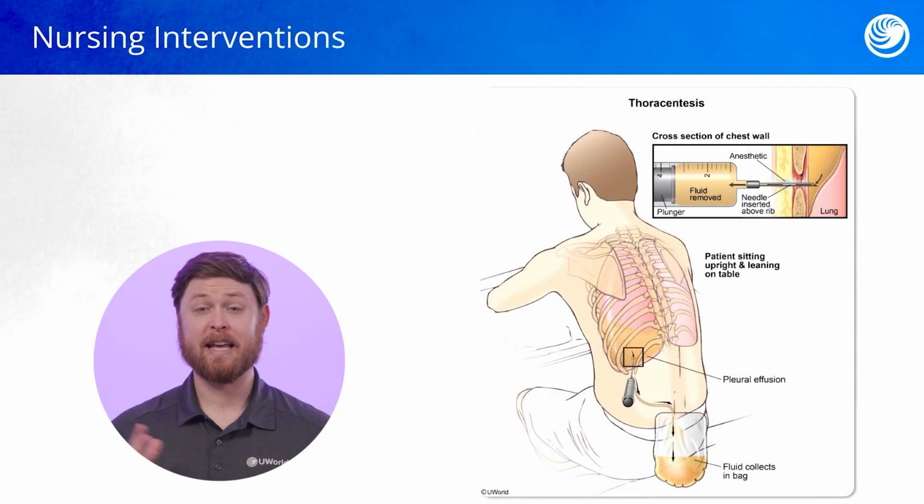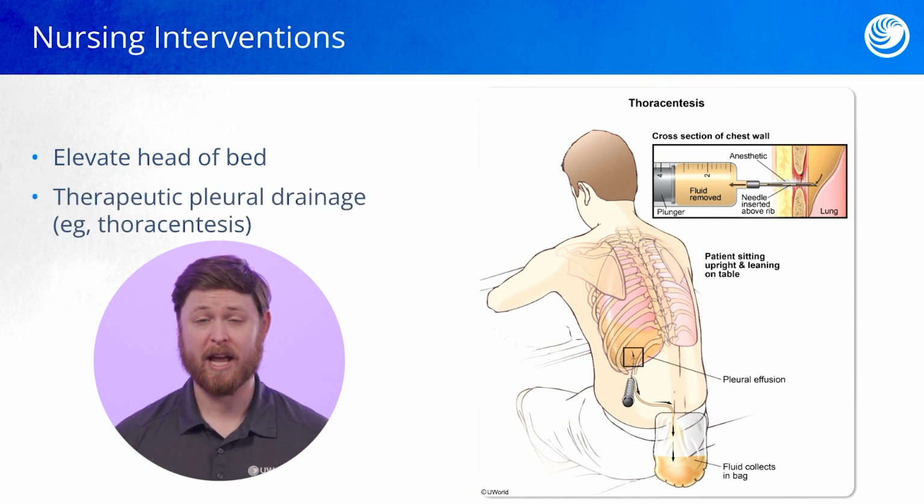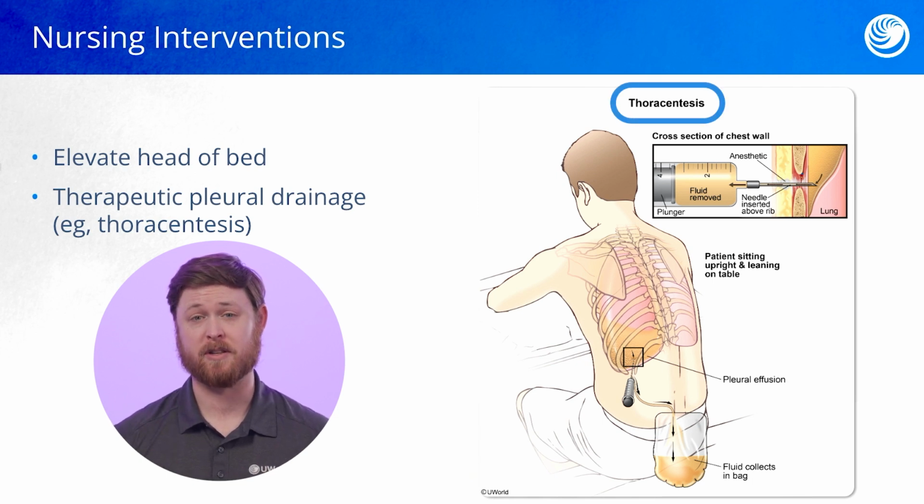Nursing interventions for pleural effusion are going to focus on decreasing fluid accumulation within the pleural space, increasing lung expansion and gas exchange, and treating any of the underlying causes that have led to the development of that pleural effusion. To increase lung expansion, we want to elevate the head of the bed, and if a pleural effusion is quite large in size, we can anticipate therapeutic pleural drainage, often through the use of a thoracentesis, which is depicted on the image on this slide.